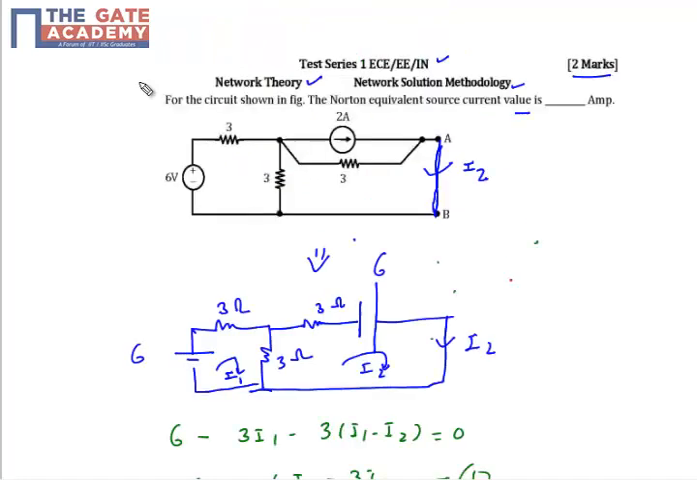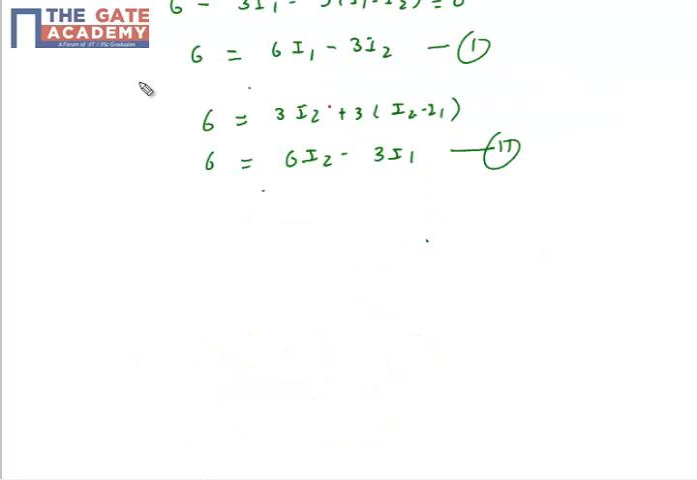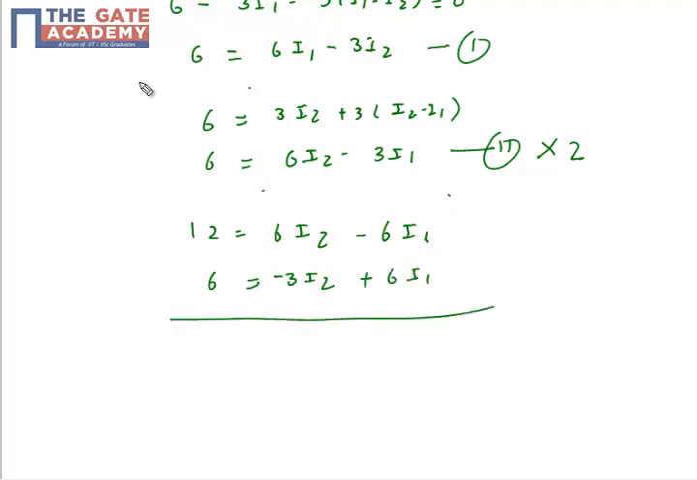So I am interested in the I2 only, right? So let's eliminate the I1. So let's multiply by 2 in equation number 2. So we'll have 12 is equal to 6 I2 minus 6 I1. It is 6 is equal to minus 3 I2 plus 6 I1. Just add both equations. 6 I1 and 6 I1 will cancel out, and we will have 18 is equal to 3 I2.